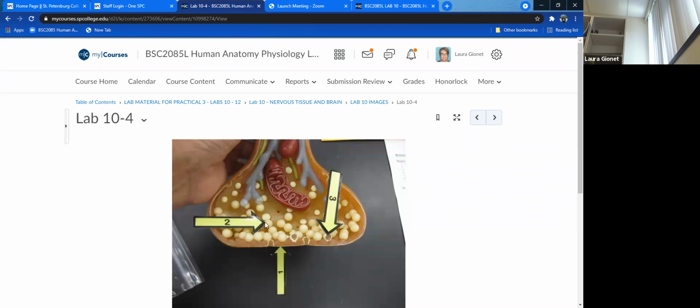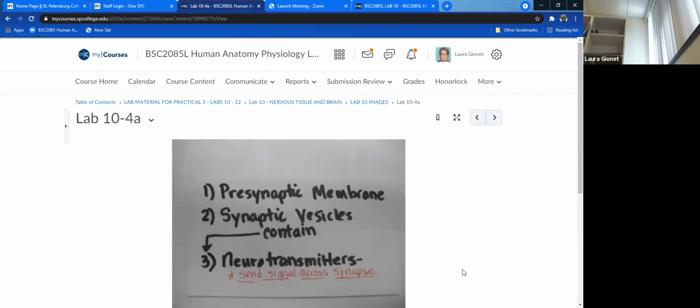Number 2 is pointing to the white bulbs or balls, which are the synaptic vesicles. And 3, where you see these white balls cut open, is pointing to the grainy material inside, which is the neurotransmitter that's stored there. Right, so we have presynaptic membranes, synaptic vesicles, and then the neurotransmitters.